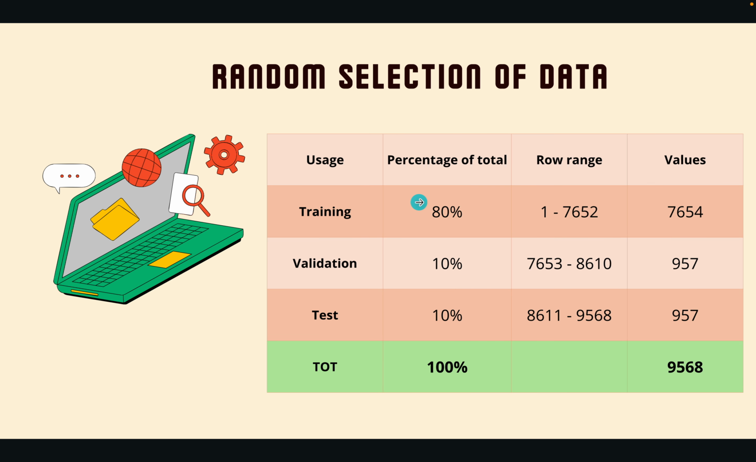As a result, the 80% of data, the training set, corresponds to this row range. 10% of the data, the validation set, corresponds to this row range here, and the last 10% of the data, the test set, corresponds to this row range here.